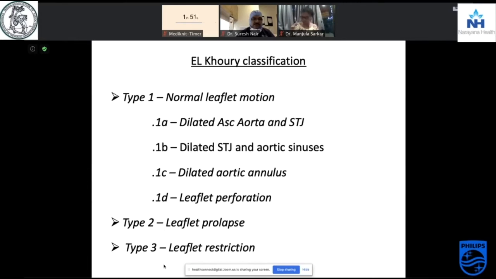Type 1 involves normal leaflet motion, type 2 is excessive leaflet motion, and type 3 is restricted leaflet motion. So type 1A, B, and C basically involve the ascending aorta along with aortic regurgitation, and the disease is graded from above to below as A, B, and C. Whereas 1D is actually a leaflet perforation, which is commonly seen in the right coronary cusp, which invariably occurs during a difficult catheterization of the right coronary artery.